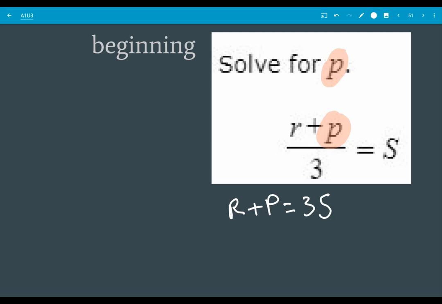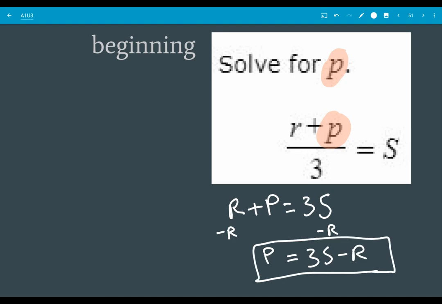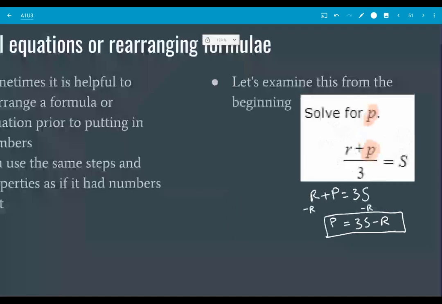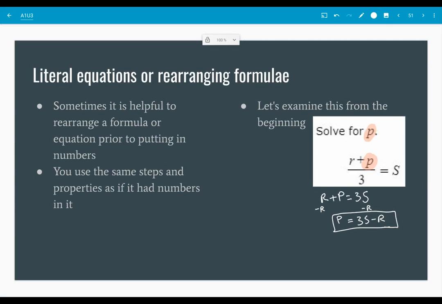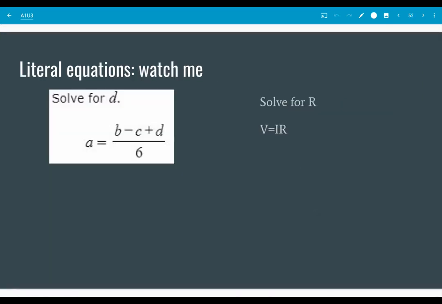So we're solving for p, so now we use the subtraction property of equality and get p is equal to 3s minus r. There you go. We just solved that one for p. So let's look at two more.